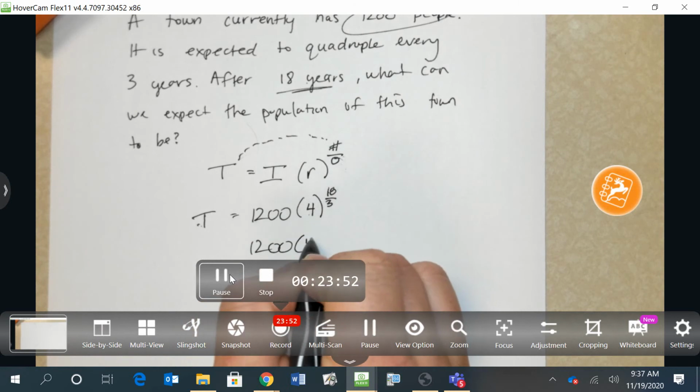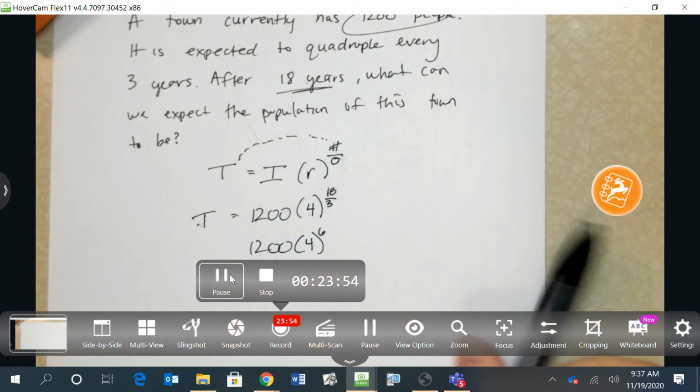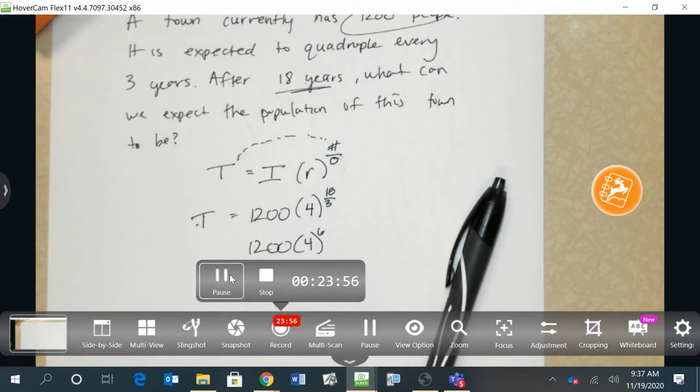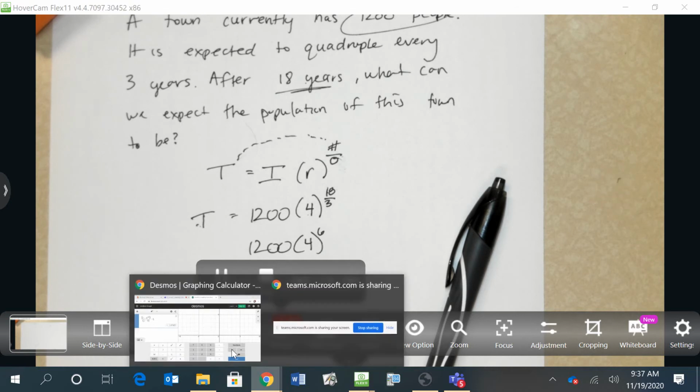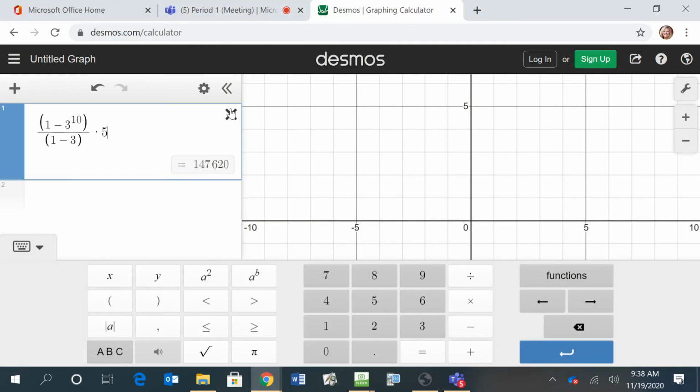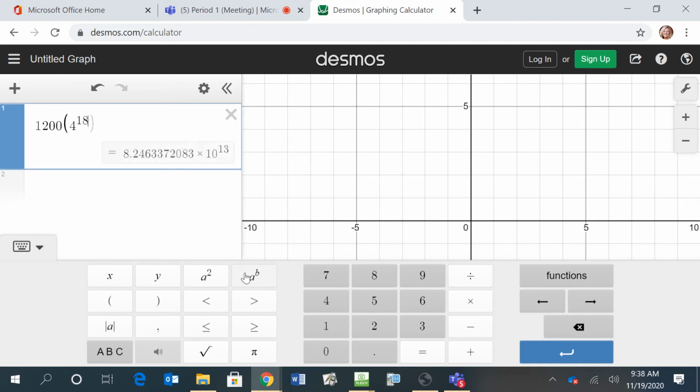Now in Desmos, I also know that 18 divided by 3 is 6. If you didn't know that, you could type in 18 divided by 3. It would be okay. So I'm going to come over here and do 1,200 and 4 raised to, then let's pretend you were not great with your division. You want to make sure you did it right. So there's what we have. Oh, excuse me. And so again, I just want to make sure it looks good.